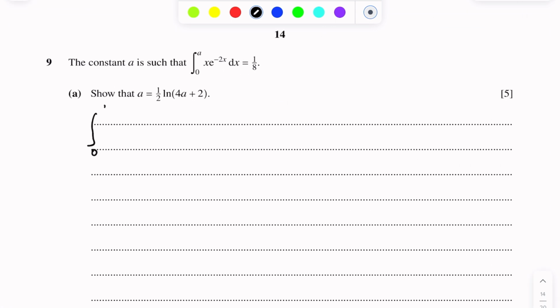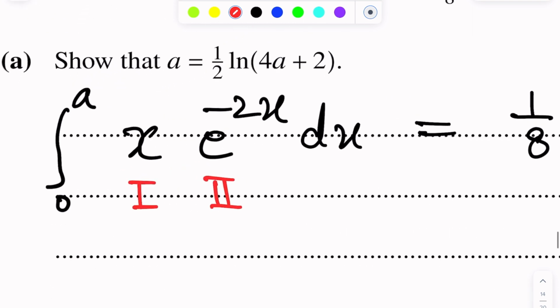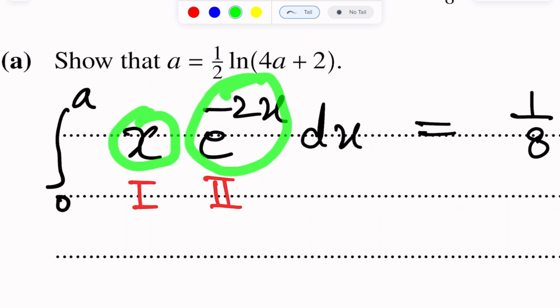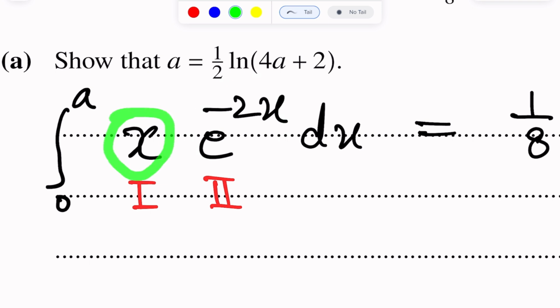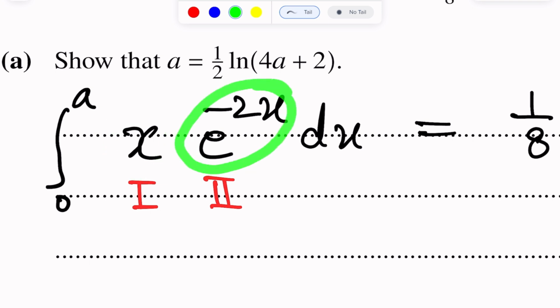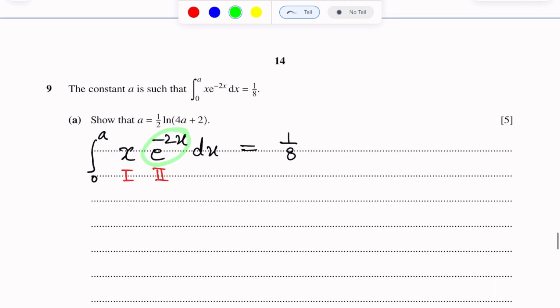The integral from 0 to a of x e power negative 2x with respect to x is equal to 1 over 8. We use integration by parts here. This is the first function, this is the second function. We are using integration by parts because we have the product of two functions. We will take x as the first function and e power negative 2x as the second function.